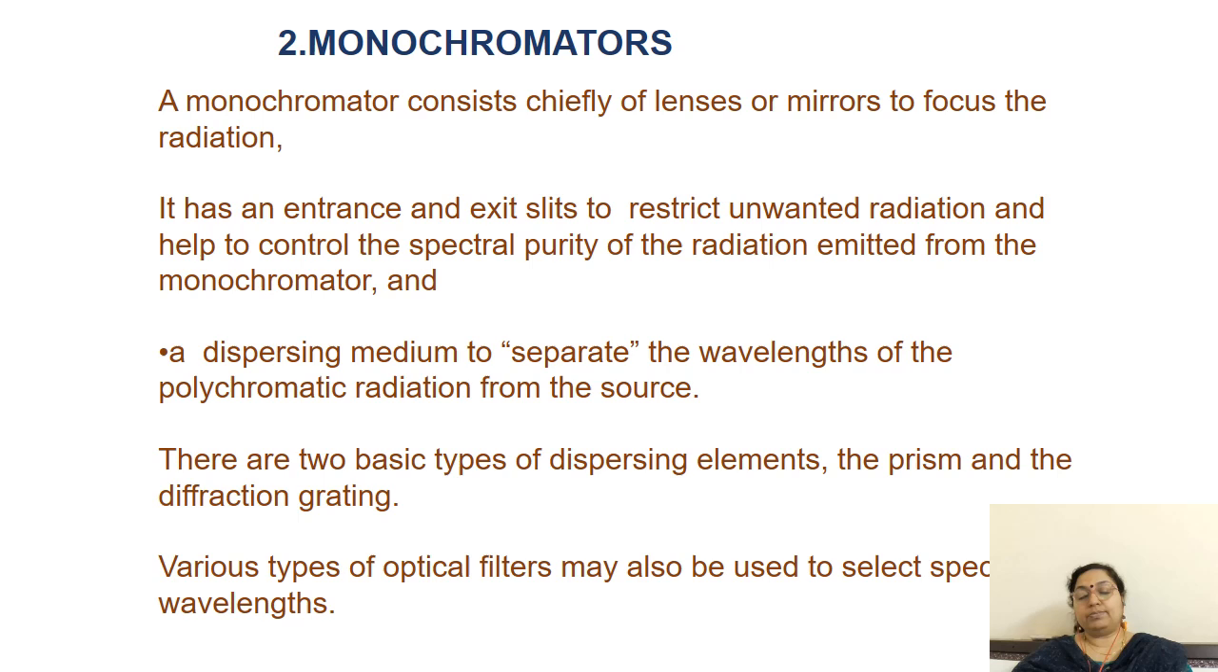There are two types of basic dispersing elements we can see in a UV visible spectrophotometer. One is a prism and the second one is a diffraction grating. In addition to that, various types of optical filters are also used in different spectrophotometers.